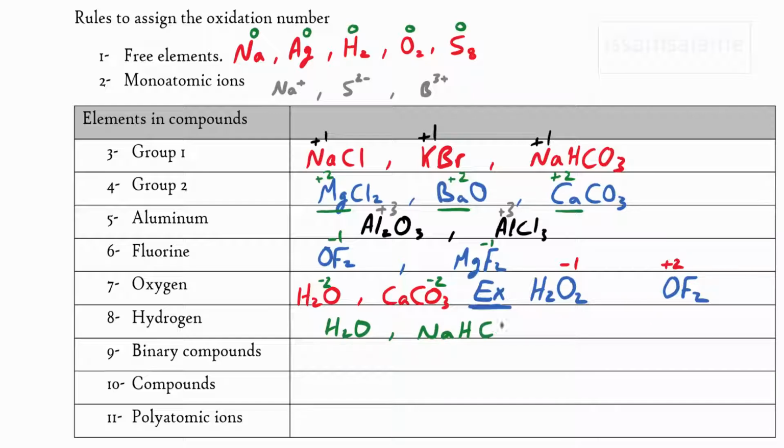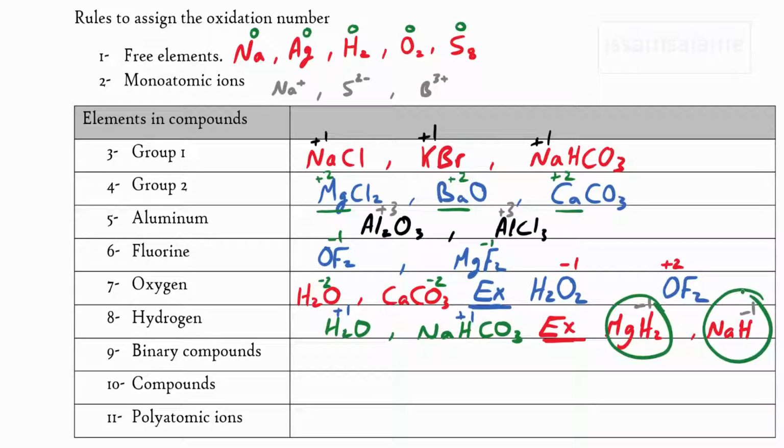Rule 8 is about hydrogen. Hydrogen in compounds has an oxidation number equal to +1, but also hydrogen has exceptions like oxygen. Whenever hydrogen is combined with a metal, the oxidation number for hydrogen is equal to -1. So oxygen and hydrogen are the only two elements that have exceptions.